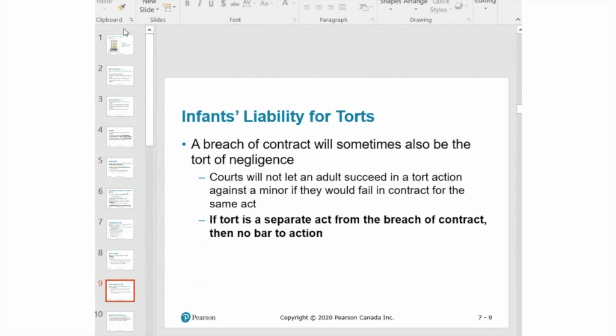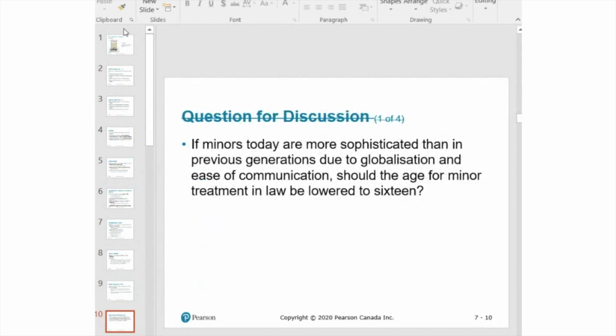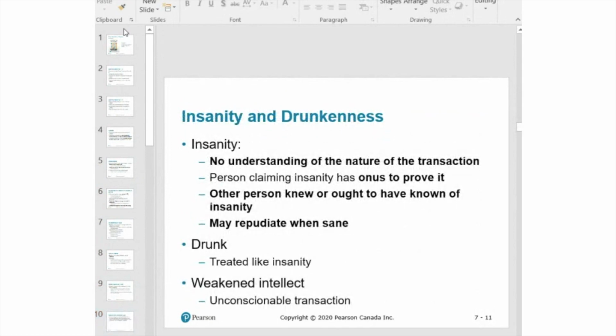So to get away from this restriction, companies try to sue under negligence, under torts, but they can't. The law says that if the tort is related to a contractual relationship with a minor, that cannot be used to get away from the contract restriction. Okay, so that's also very important in terms of torts and contract law. So we go on. Those were the main issues about minors.